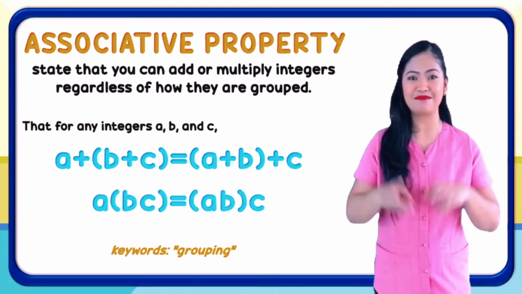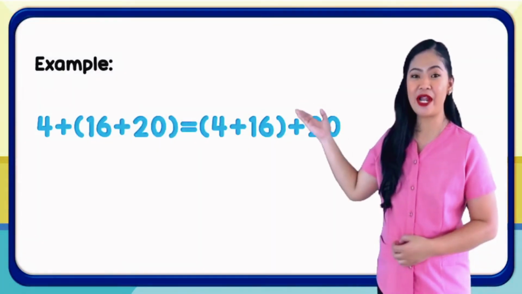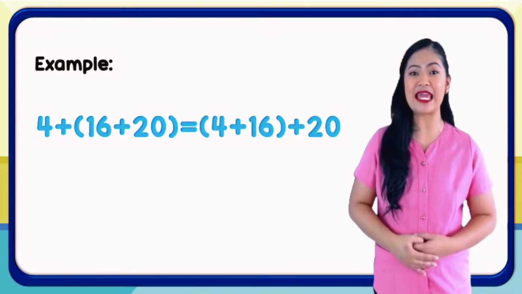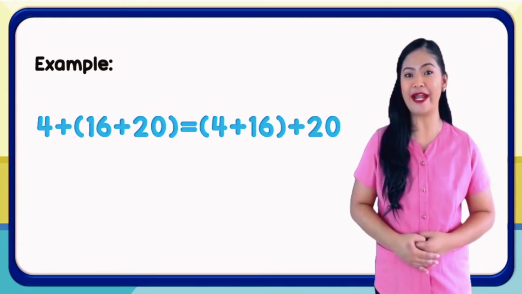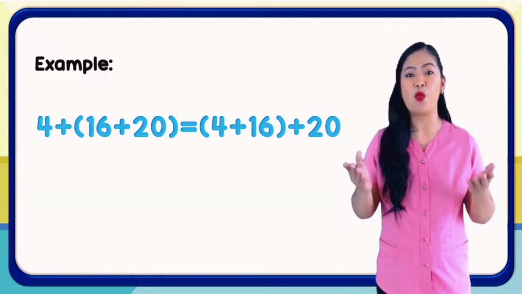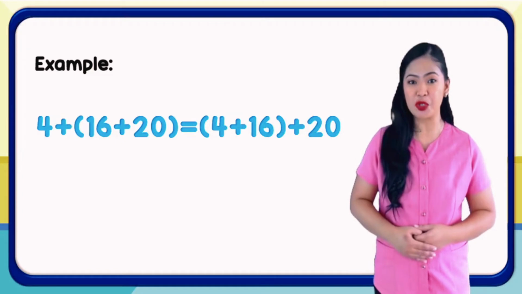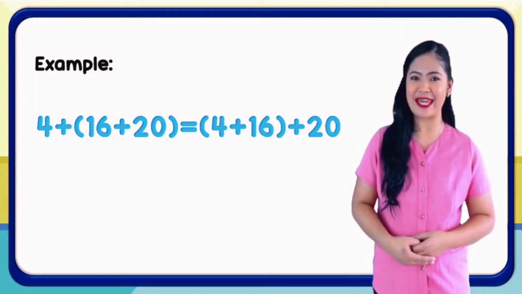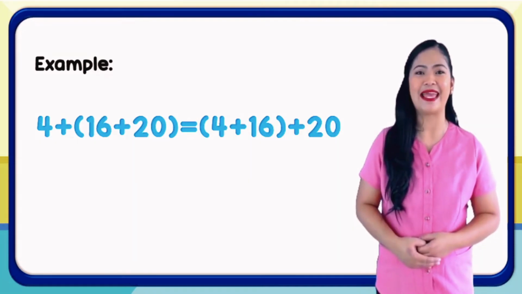Remember this keyword: groupings. For example, 4 plus the sum of 16 and 20 is equal to the sum of 4 and 16 plus 20. No matter which two integers are grouped together, it will result to the same answer, which is 40.